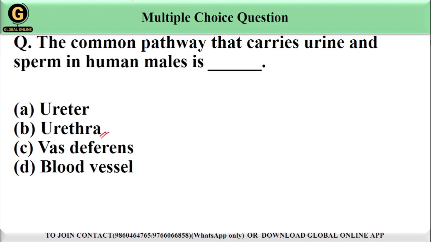The vas deferens is involved in transporting sperms, while the ureter carries urine from the kidneys to the bladder. So the correct option is option B, urethra. Let's move on to the next question.